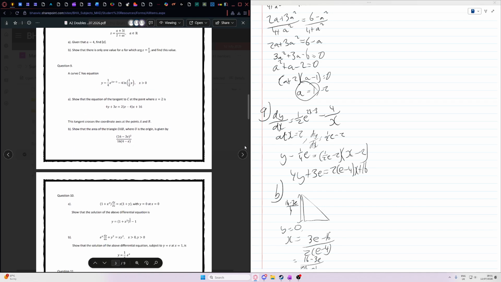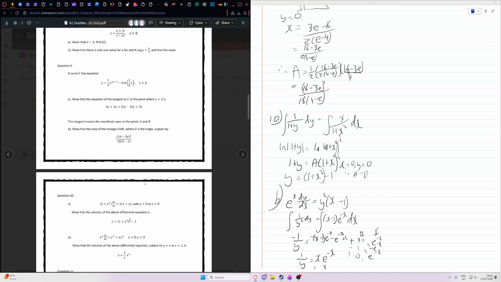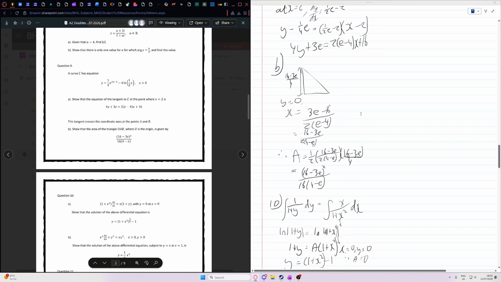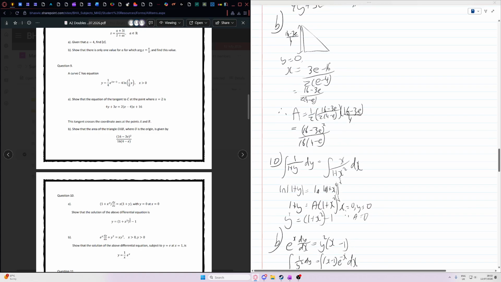Question 9, differentiate, tangent, easy stuff. The area of this triangle is just, you find where y is 0, find where x is 0, and then find the area. Not very complicated at all.